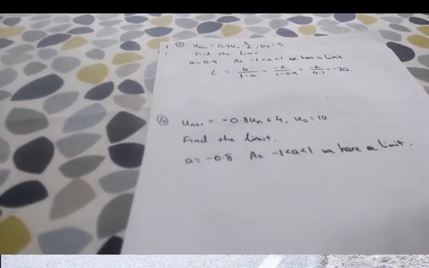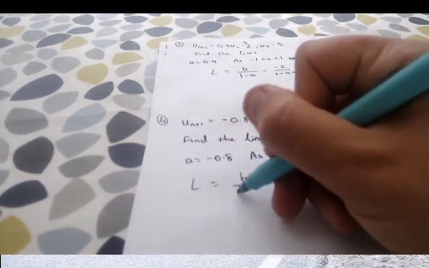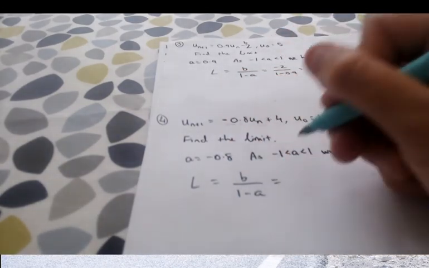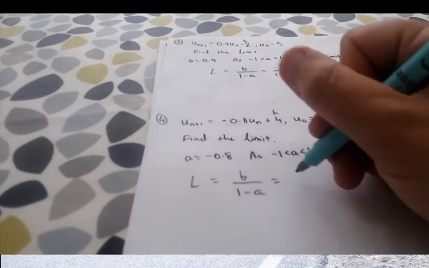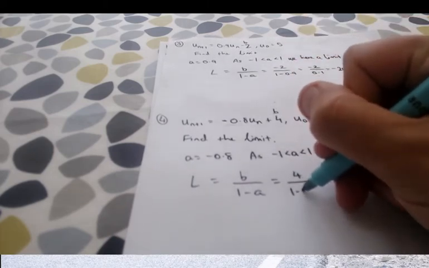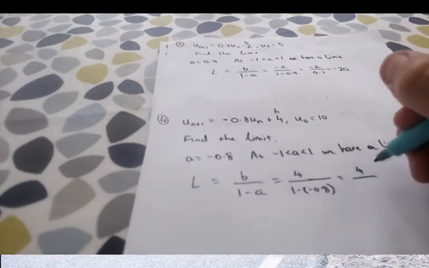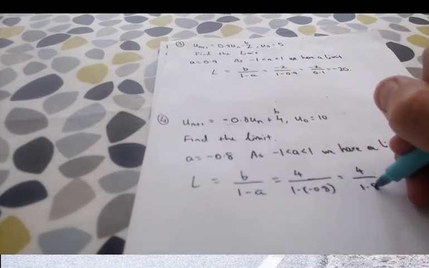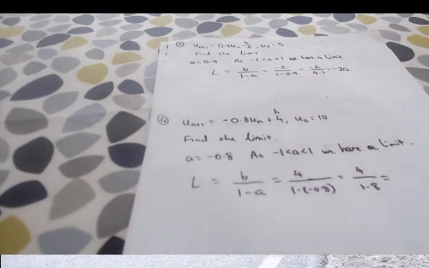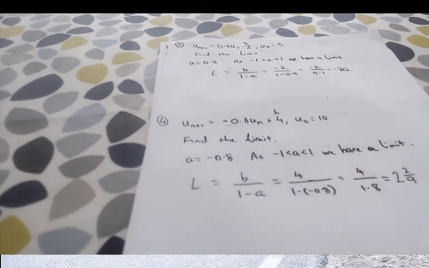There we go. First things first, limit formula. B over 1 minus A. Okay, so this time up here B is 4. A is negative 0.8, so that's going to work out to be 1 add 0.8, so 1.8. And then you're going to dive to the calculator. Even I shall use the calculator for this one, and it tells me that my answer is 2 2/9. If you wrote it as 20 over 9, that's fine. If you wrote it as 2.22, shame on you, don't write it as a decimal. Keep it as a fraction, please.